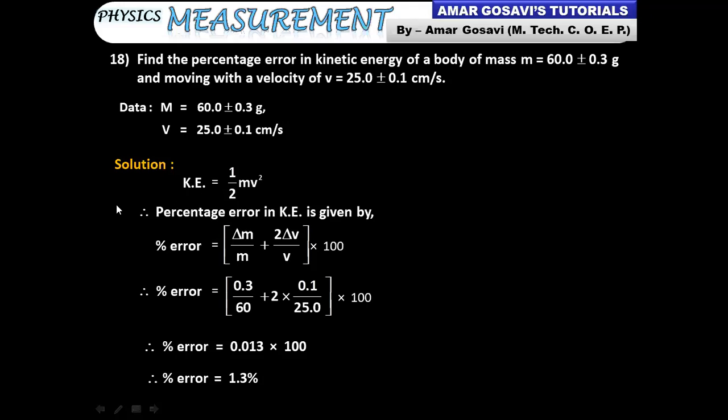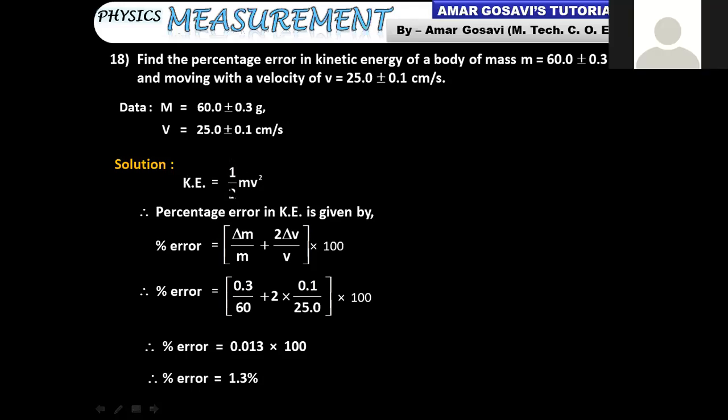So mass is a physical quantity, velocity is a physical quantity. Therefore, the error will always be involved in the physical quantities and not the number. This number you get from experiments. Okay, so you just discard this.